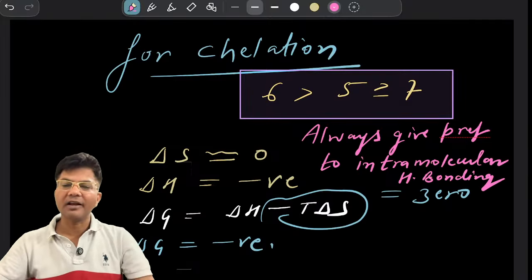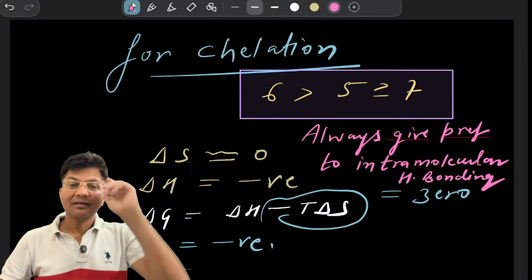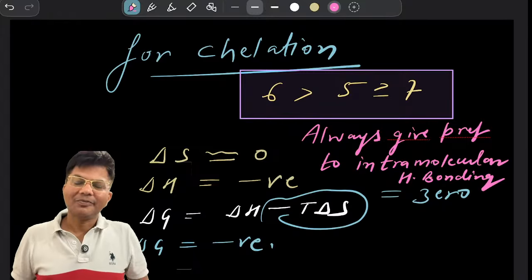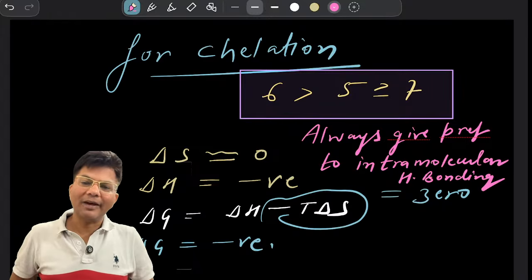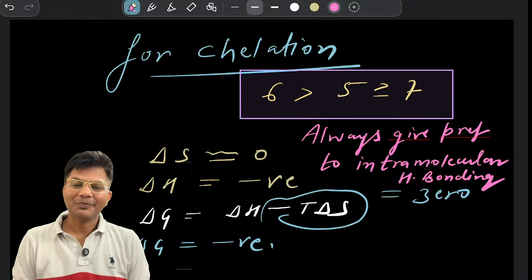I hope this is clear. Ad is coming. Ad started. I asked YT not to give ads. I tried my level best, but I think my team must have started.